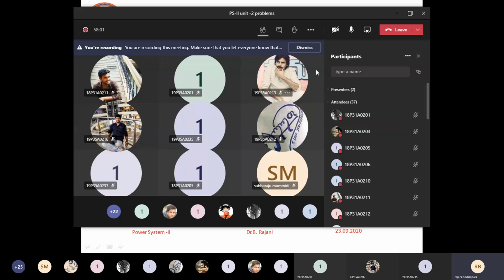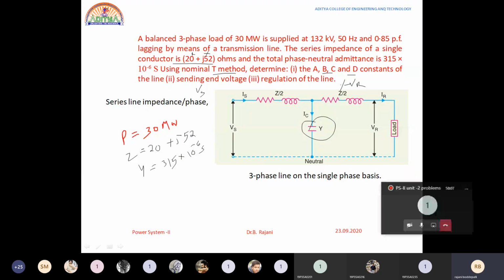We have done so many problems in the nominal T method and nominal pi method. What I have discussed just now is the nominal T method network in ABCD parameters, the ABCD constants. We can do this for the nominal T method as well as the nominal pi method using this data. So all of you please try to do this problem. I'll solve it in the next class, and along with this, we'll do some more problems.